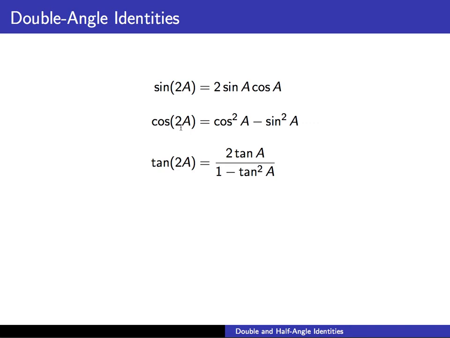We have for cosine of 2a, cosine squared a minus sine squared a. And tangent of 2a would be the tangent of a plus the tangent of a, which is 2 tangent of a over 1 minus tangent of a times tangent of a, which is 1 minus tangent squared a.